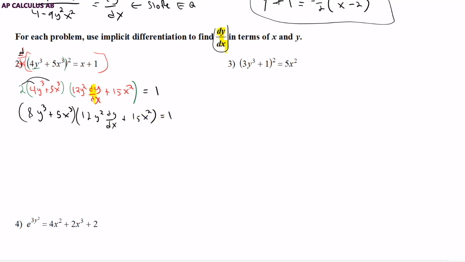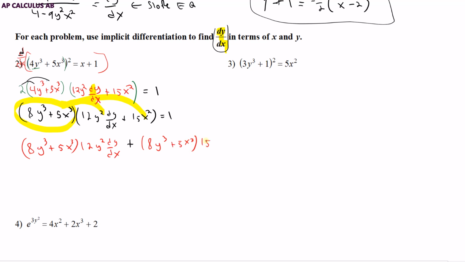All right, so we have that. Now, what we're going to do is take this whole thing and distribute it in there. That is one way to do it. The other way would be to FOIL it, but if I do it this way, it's going to save us a little bit of time. So if this is too confusing, you can just FOIL this and then take other steps to get to the answer, okay? But it's basically going to be this whole thing times that, so it's going to be 8y to the third plus 5x cubed times 12y squared dy/dx, and then that's going to be added to 8y to the third plus 5x cubed times 15x squared.